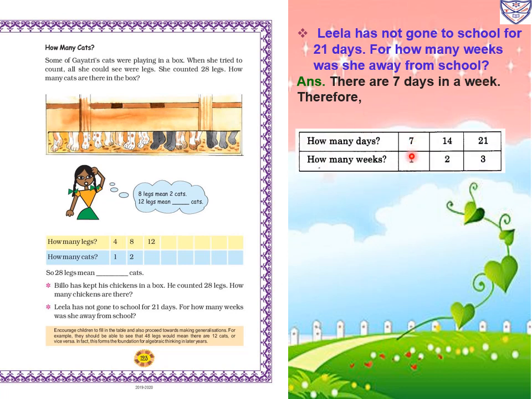So 7 days will make 1 week. Then 7 plus 7 will make 14. So 14 days will make 2 weeks. Then 14 plus 7 will make 21. So 21 days will make 3 weeks.